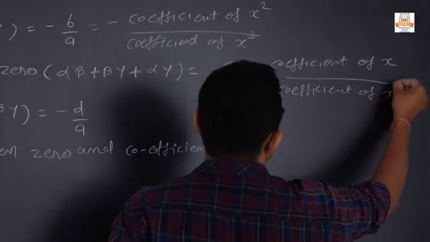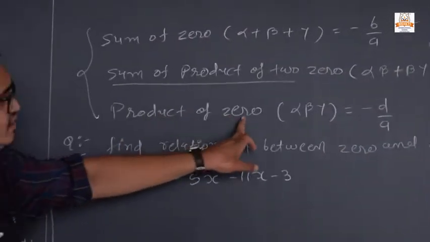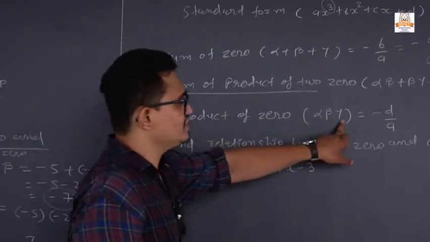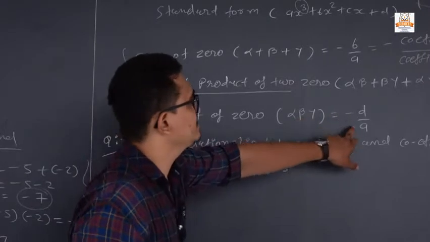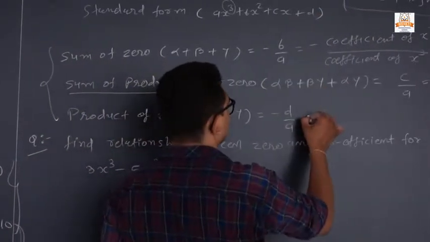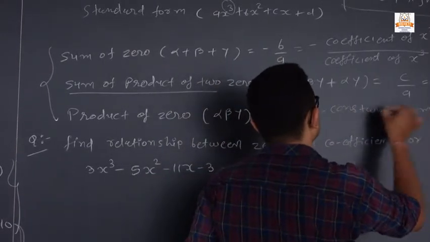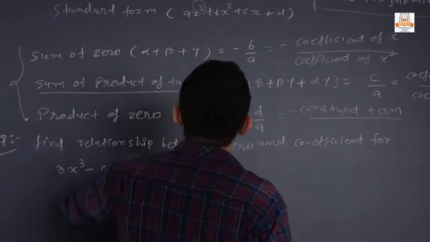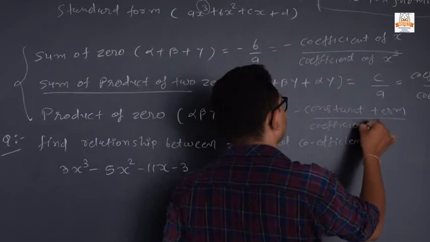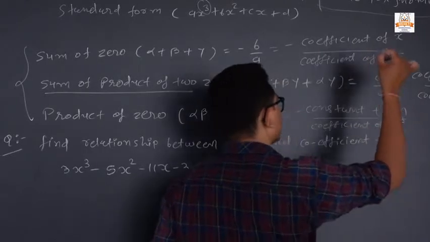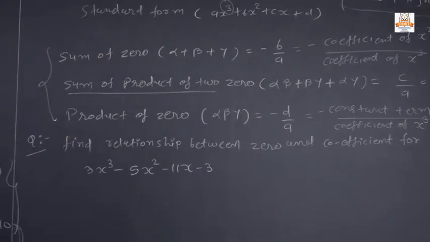And a means the same, the coefficient of x cube. Now the last formula, product of zeros. Product means multiplication, and since we have a cubic, we have 3 zeros. So what is its formula? Minus d by a. D means the constant term. And a is known as the coefficient of x cube.